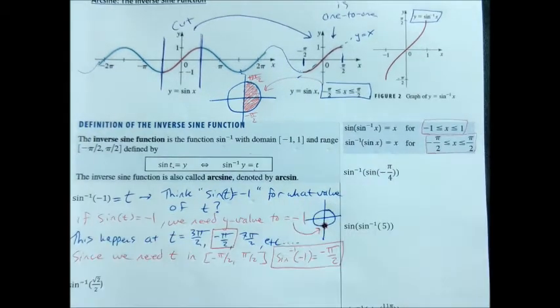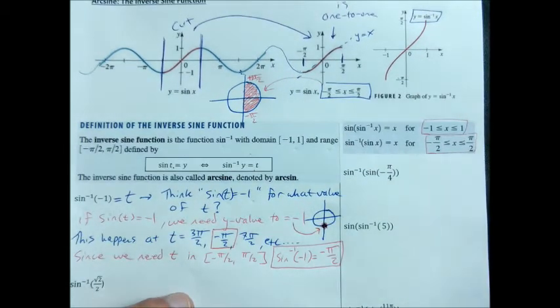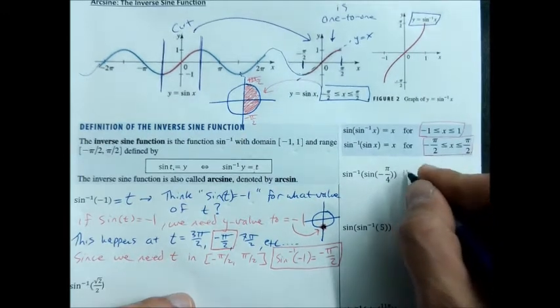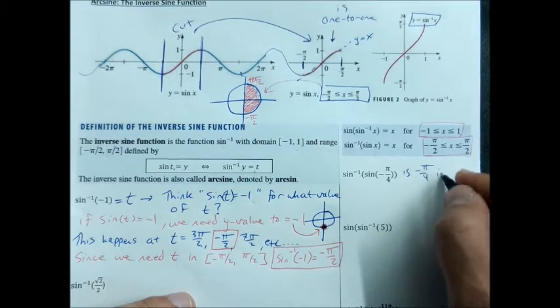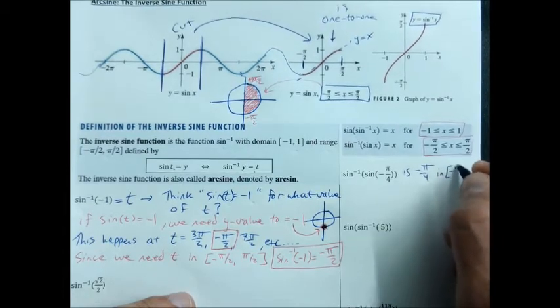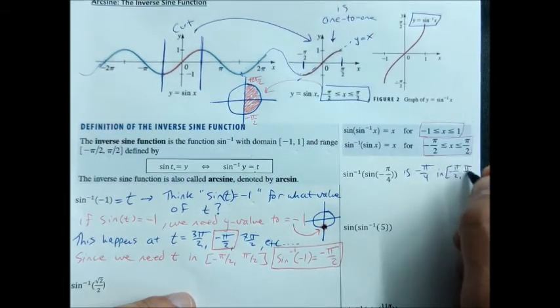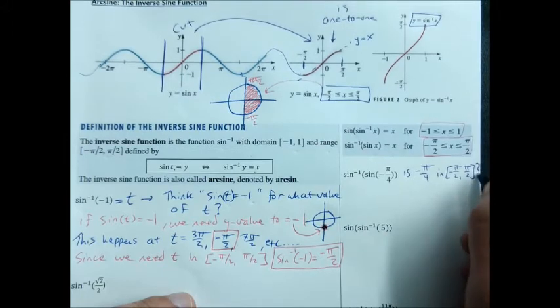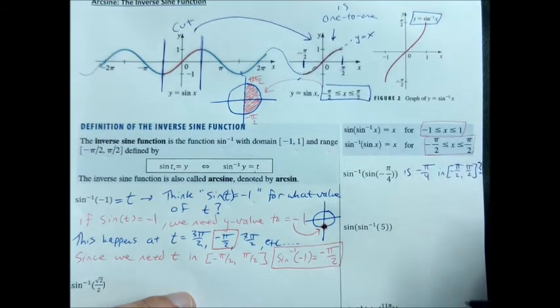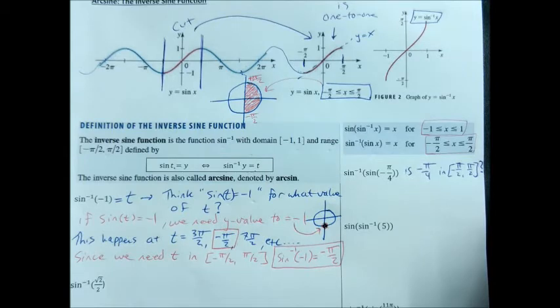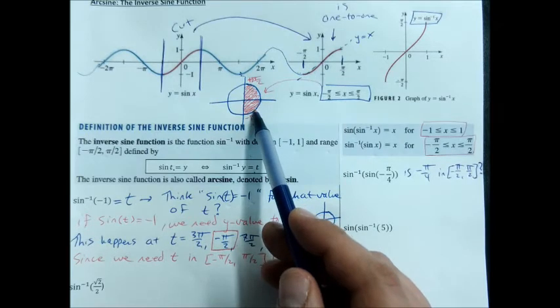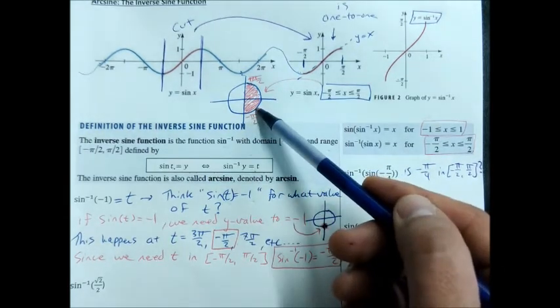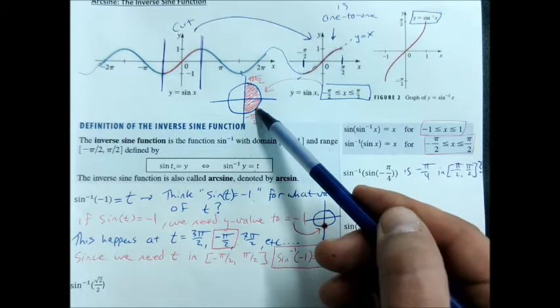And so my question is, is minus pi over 4 in that interval? So is minus pi over 4 between minus pi over 2 and pi over 2? Yes, it is, right? If we were talking about minus pi over 4 on the unit circle, we'd start at 0 and we'd go down to right here. This is minus pi over 4. And so it is on that interval.